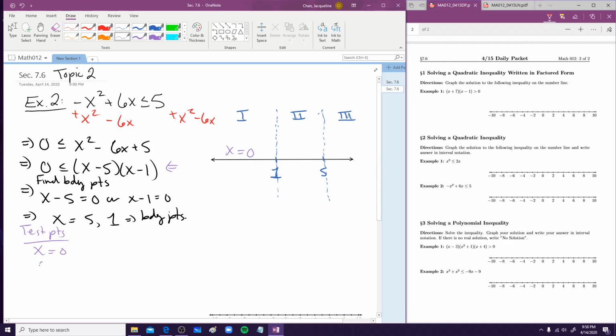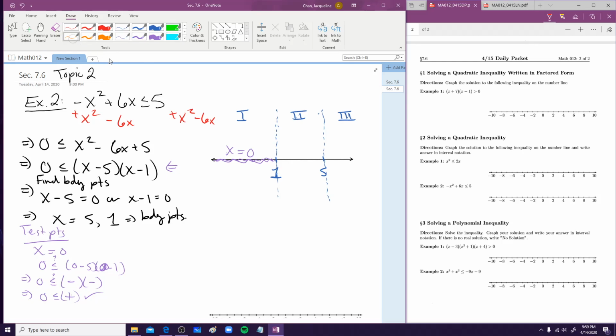So I have 0 less than or equal to (0 minus 5)(0 minus 1). Okay, so is 0 less than or equal to this? So this would be a negative number. Oops, this is 0. And this is a negative number. Negative numbers give us positive numbers. So is 0 less than or equal to a positive number? Yes, it is. So this is included in our solution.